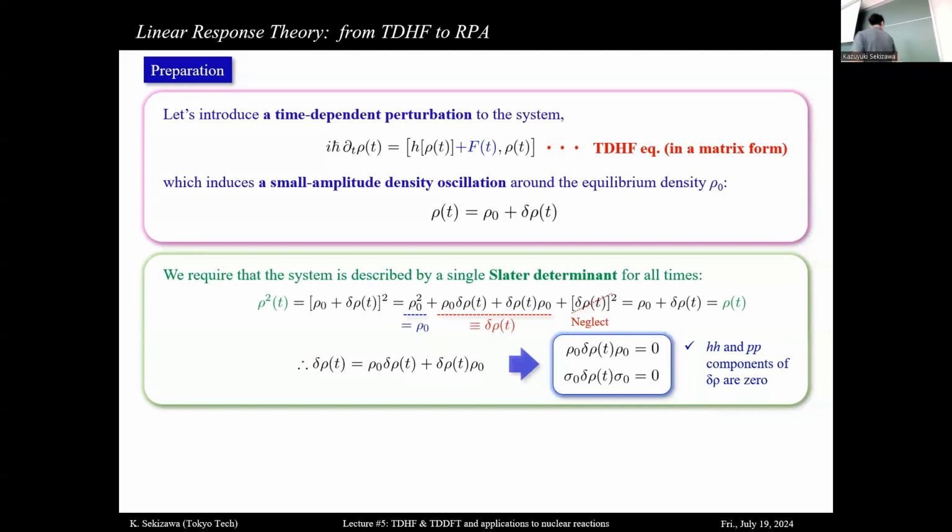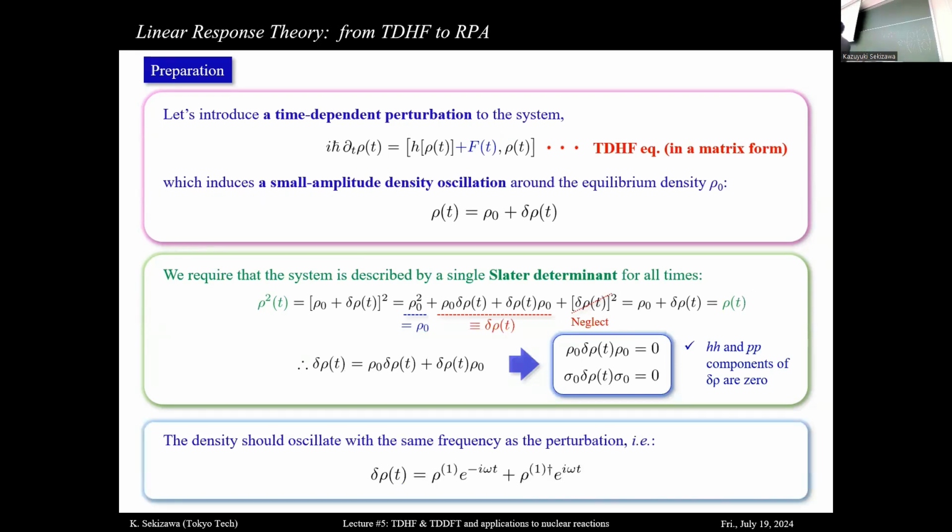So whole and particle means, okay, delta rho. Well, we have this kind of structure, but whole-part and part-to-part must be 0. And there are some numbers here. Okay. So this was derived from the requirement that the density matrix must be idempotent for all times.